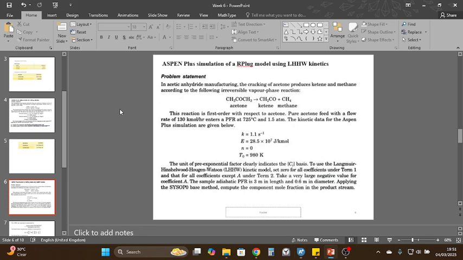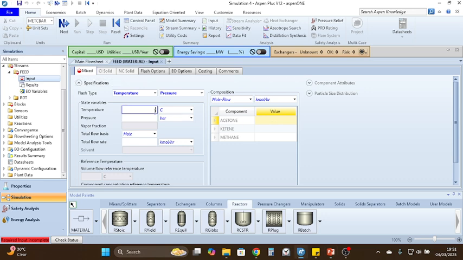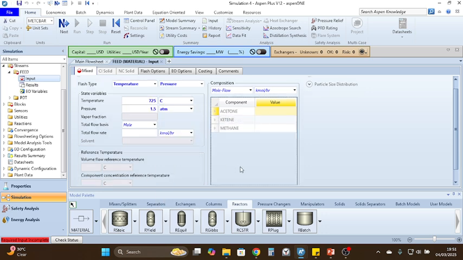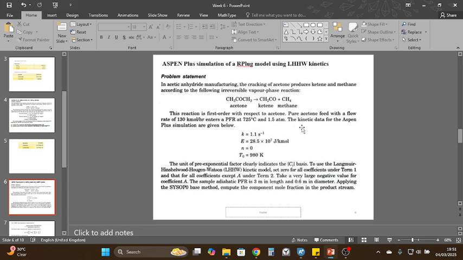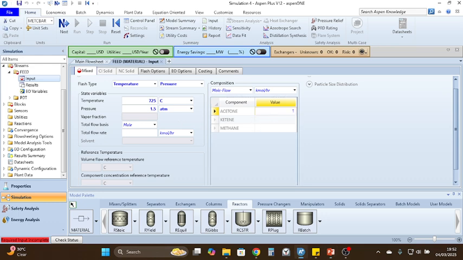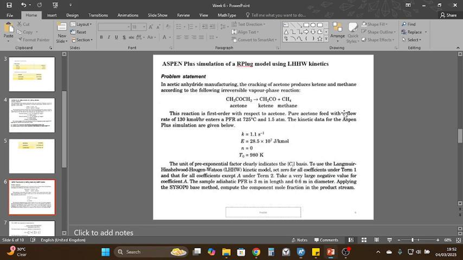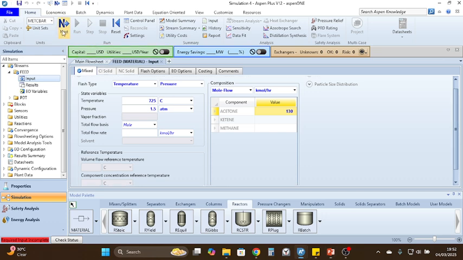First we have to specify the acetone. Pure acetone with a feed flow rate of 130 kmol per hour enters the PFR at 725 degrees Celsius and 1.5 atm. So 725 degrees Celsius and 1.5 atm. Next is the flow rate of 130 kilomole per hour. Acetone is 130 kilomole per hour. Okay. Now we are going to click on next.